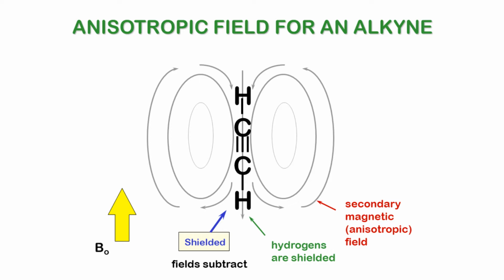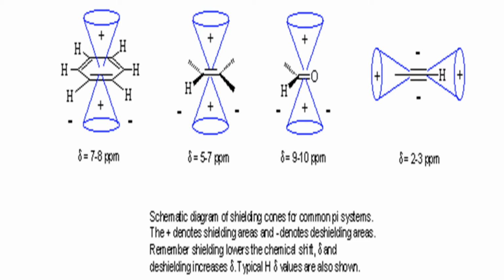For alkynes, the anisotropic field results in shielding of the hydrogens, as the fields subtract, leading to an upfield shift in the NMR spectrum. Shielding cones illustrate the areas of shielding and deshielding in common pi systems, with typical chemical shift values for hydrogen atoms provided.